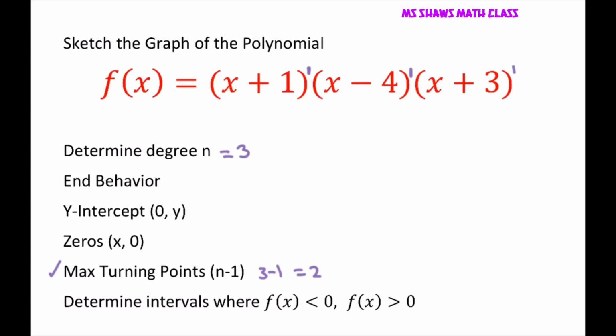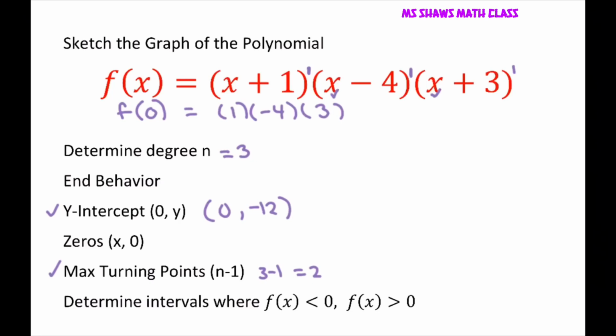Our y-intercept is when x is 0. So when x is 0, we have f of 0. Plug in 0 there, you get 1. Plug in 0 here, you get negative 4. Plug in 0 in this one, you get 3. So our y-intercept is (0, negative 12).